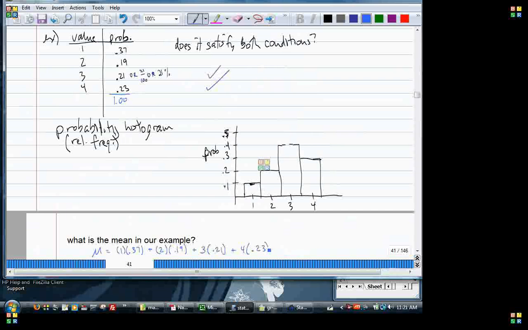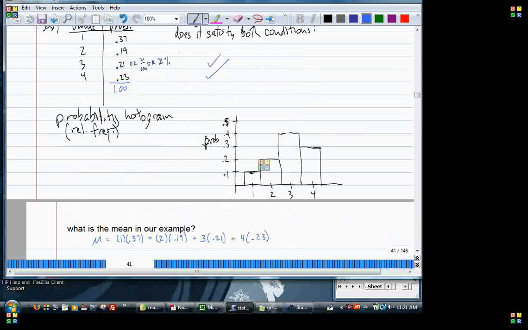Do we need to divide? We've already divided. Where is the already divided? It's in the probability. If it helps, when the probability is 0.37, think of that as 37 out of 100. So the divided is already contained in there.